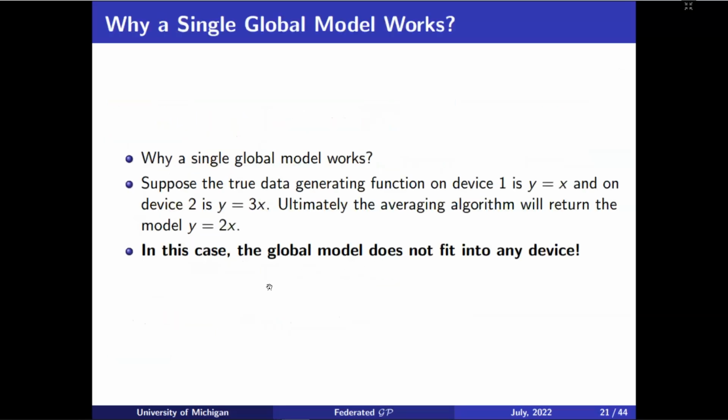The natural question is why a single global model works. Let's consider this example. Suppose we have two devices, and the true data generating function on device 1 is given as y equals x, and the truth for device 2 is given as y equals 3x. Ultimately, the averaging algorithm will return the global model, which is y equals 2x. In this case, the global model does not fit any device. Therefore, why does the FedAvg approach work for the Gaussian process?